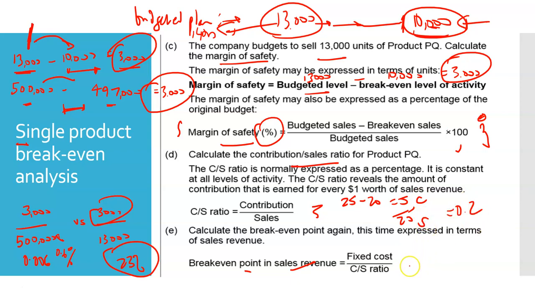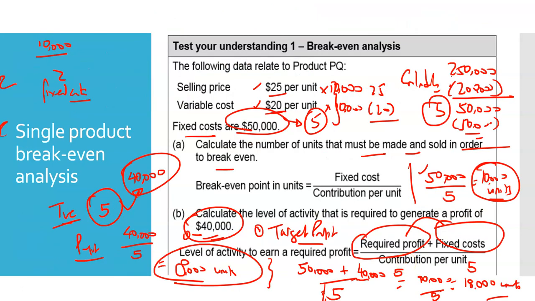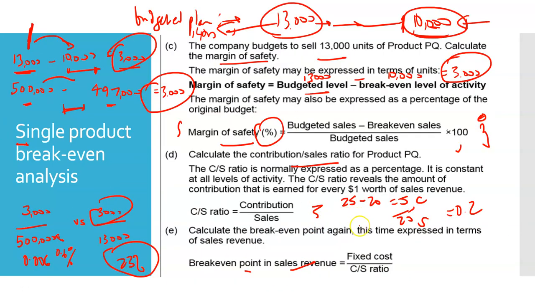And so now, the fixed costs are 50,000. So that means we have 50,000 divided by 0.2, and that brings us to a nice £250,000 in terms of break-even revenue. We know this already because we know we need 10,000 units to break even, and that's 25 times 10,000. So that's where we go. So great, and that's E.